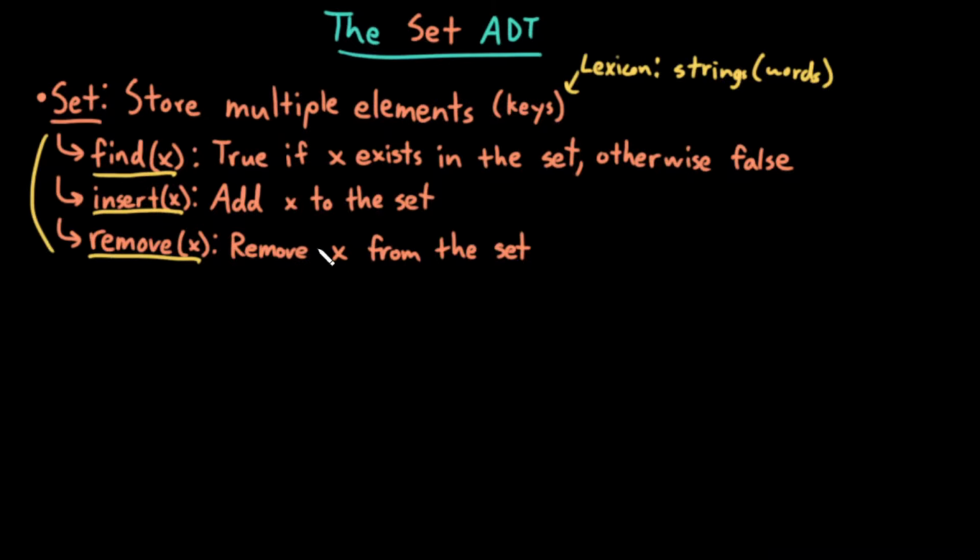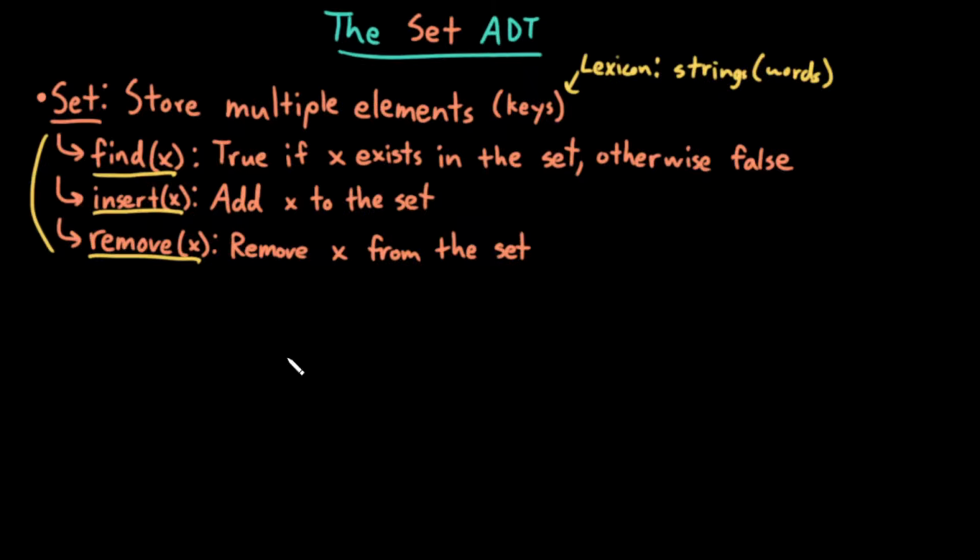And similarly, I haven't described what should happen if I try to remove something that doesn't actually exist in my set. Should my program crash? Should this method just return false if it failed? Who knows? But I haven't defined it here because this is just an abstract data type.